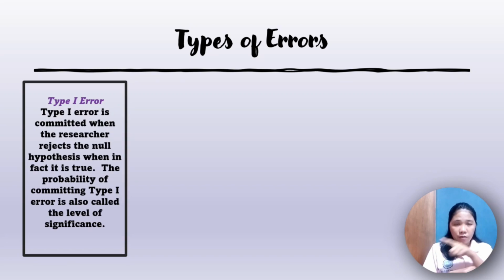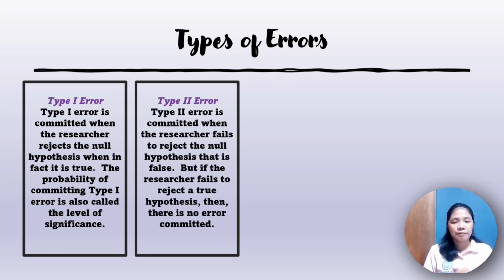Types of errors. Type 1 error is committed when the researcher rejects the null hypothesis when in fact it is true. The probability of committing a type 1 error is also called the level of significance. While type 2 error is committed when the researcher fails to reject the null hypothesis that is false. But if the researcher fails to reject a true hypothesis, then there is no error committed.